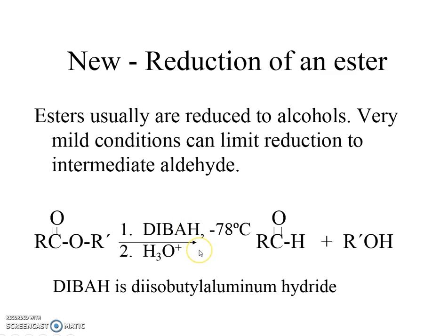This is a mild reducing agent that stops the ester at the aldehyde stage. It limits the reduction up to the aldehyde. It won't attack the aldehyde. So what do we get? We get cleavage of this ester right here, and it changes the carbonyl side to an aldehyde, and it changes the alcohol side to an alcohol.